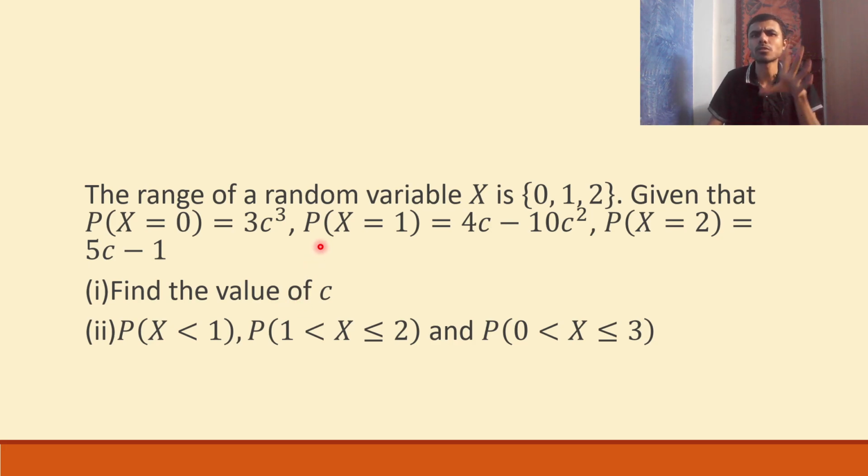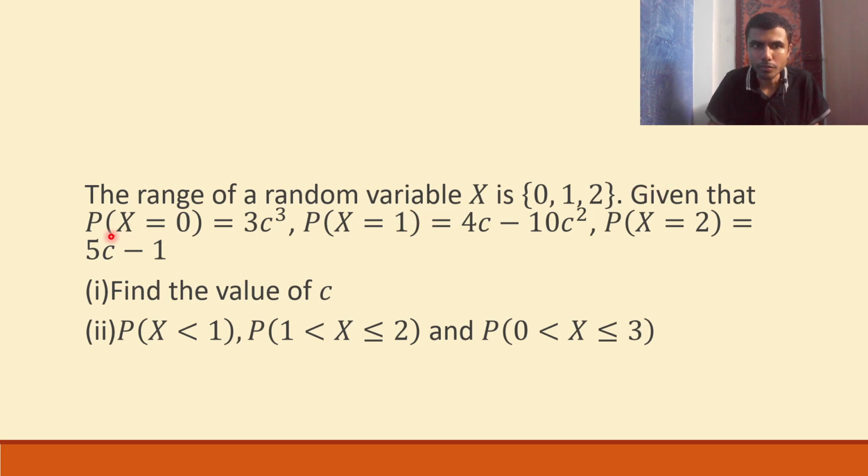Now let us see how to solve this given question. Here, the range of random variable capital X is 0, 1, 2. It means capital X can have three values. Capital X can be 0, capital X can be 1, capital X can be 2. That is the range for capital X. Fine. Next, what did they give?